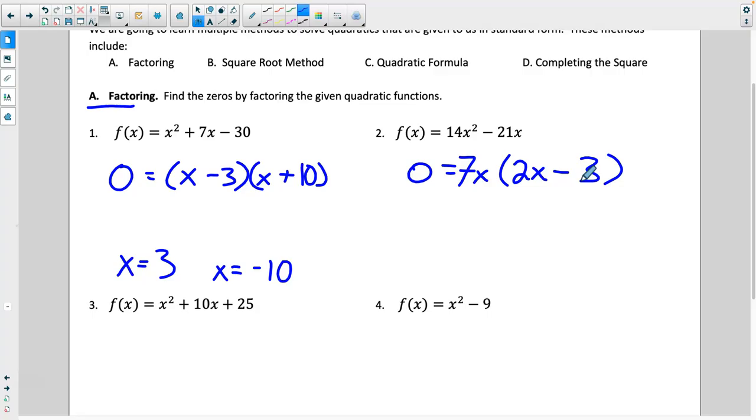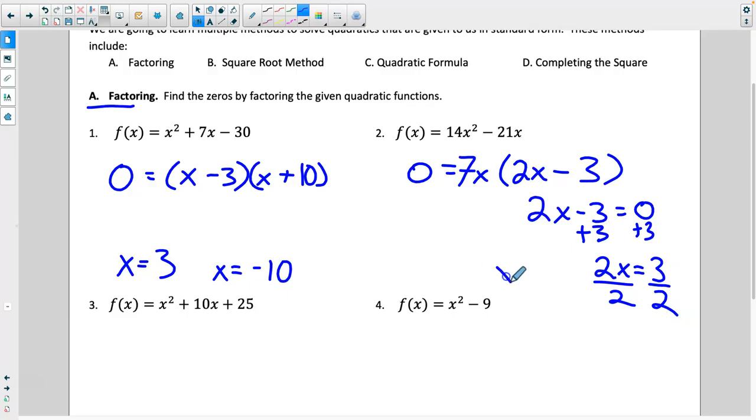Now, once we get to that, this one I do expect to see some work because the leading coefficient of x there is 2, it's not just 1. So for that piece, I would expect to see 2x minus 3 equals 0, and then we solve. So plus 3 to both sides. And then I just divide by 2. So that's not too crazy there. That's one of my solutions.